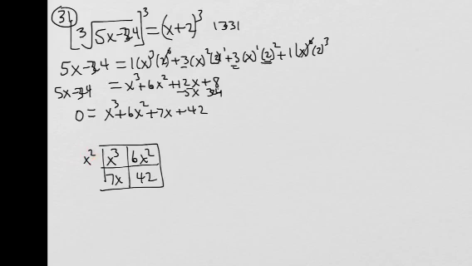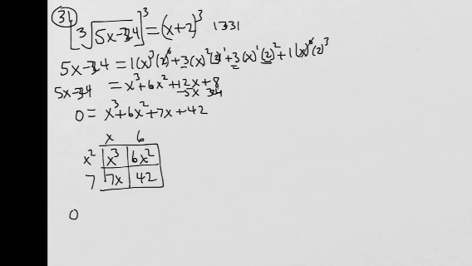Then x squared times something equals x cubed. Well, that something is x. And then x squared times something gives you 6x squared. So that's 6. And then x times something is 7x. So that's 7. And then always check. Is 6 times 7 equal to 42? The answer is yes. So that means that it's factored correctly.